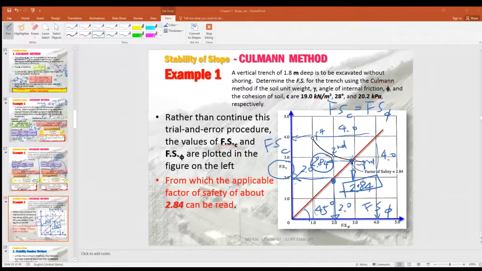Can you follow my iterations, the several trials of the calculation? Can you follow? Yes or no? Can you follow the calculation and explanation for this example? Yes or no? Okay. Good.